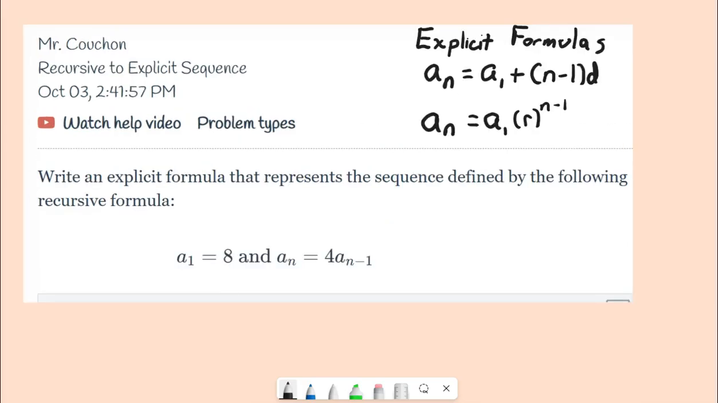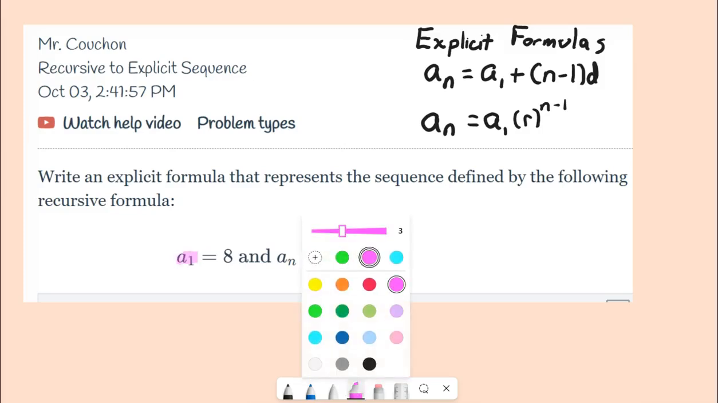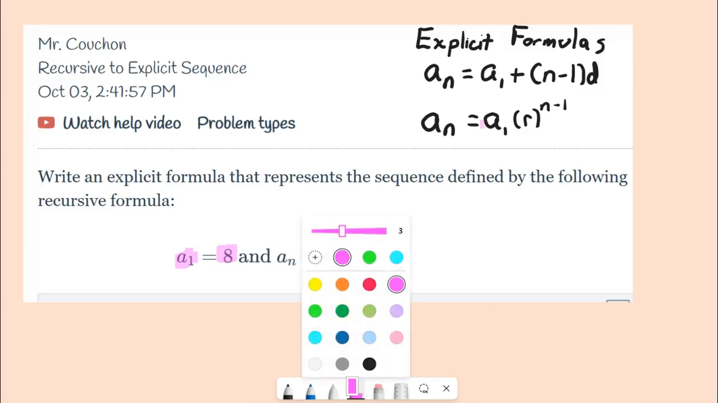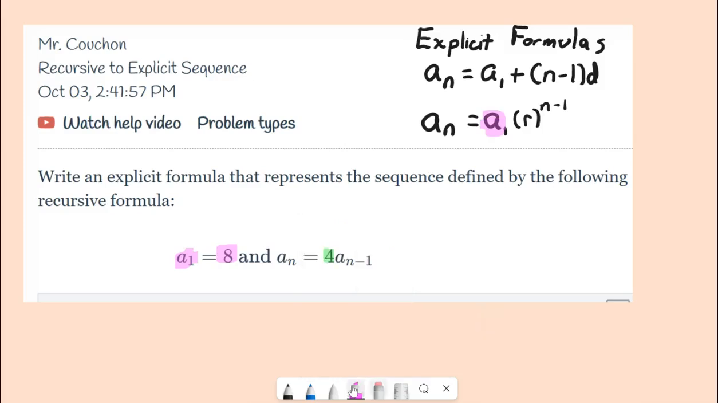Okay, here's a slightly different look. This time we are not adding or subtracting. We're multiplying by that 4 right there. So we still have the A sub 1. That's right there. And we have the common ratio, which is 4. We're multiplying the previous term by 4. Okay, so there it is. And let's go after this now. We'd have A sub n equals 8 times 4 to the n minus 1. And there's our explicit formula.